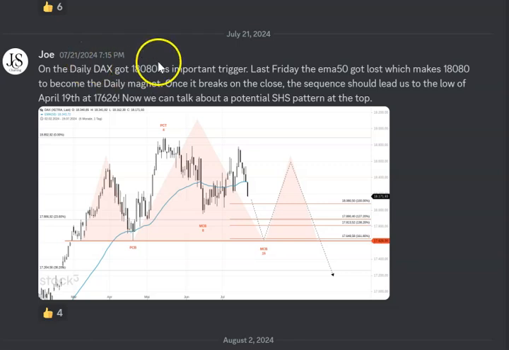I saw a lot of fake shoulder head shoulder patterns on X, on YouTube as well. And then I came up with that post 2 weeks ago, which said on the daily DAX, I got 18080 as an important trigger. Last Friday, the EMA 50 got lost, which makes 18080 the daily magnet. That is this red line right here. Once it breaks on the close, the sequence should lead us to the low of April 19th, and this low is at 17,626. Now we can talk about a potential shoulder pattern at the top.